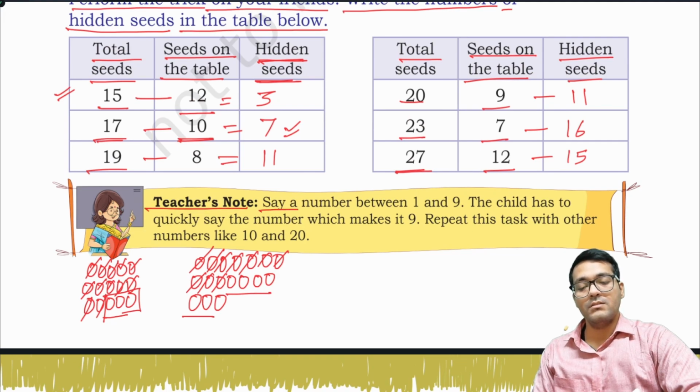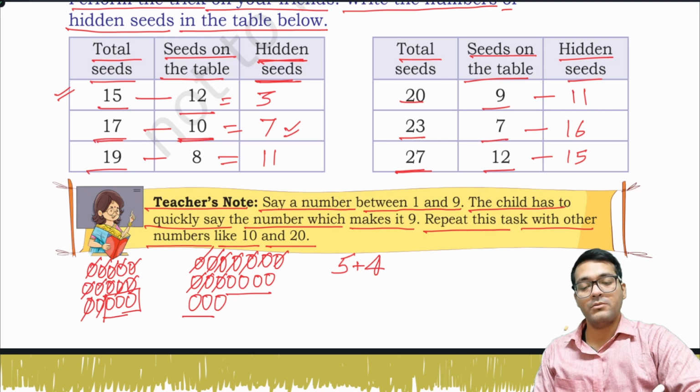Teacher's note. Say a number between 1 and 9. The child has to quickly say the number which makes it 9. Repeat this task with other numbers like 10 and 20. For example, if teacher says 5, then student has to say 4. That means 5 and 4 becomes 9. If teacher says 2, then student has to say 7 so that it becomes 9. This activity could be repeated for numbers like 10 and 20.